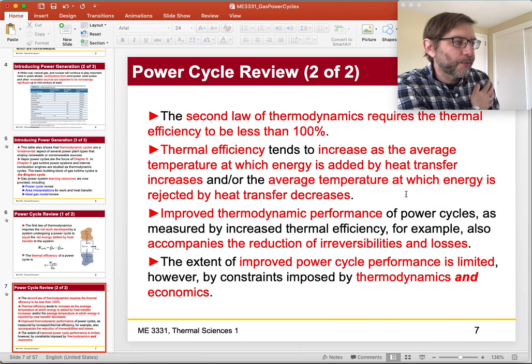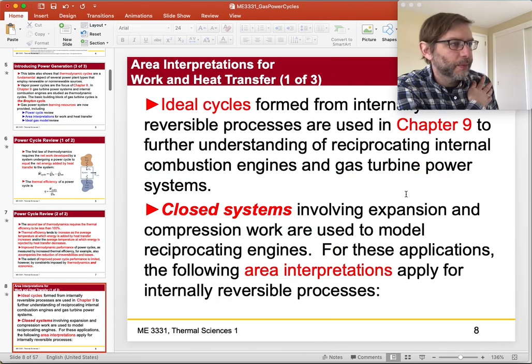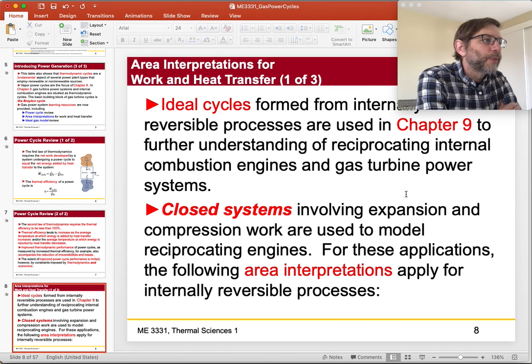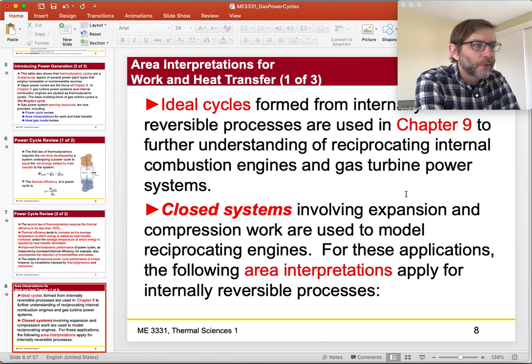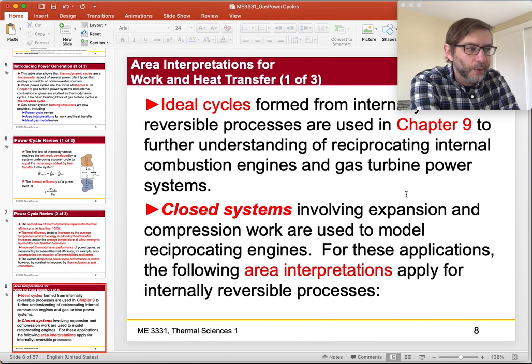Improving the thermodynamic performance of power cycles accompanies a reduction of irreversibilities and losses. Of course, you want to come as close as possible to a reversible power cycle. That's what you want. Ideal cycles are formed from internally reversible processes, used in Chapter 9 to further understanding of reciprocating combustion engines and gas turbine systems. Closed systems involve expansion and compression work, so that's the piston and cylinder configuration that we're going to be talking about.